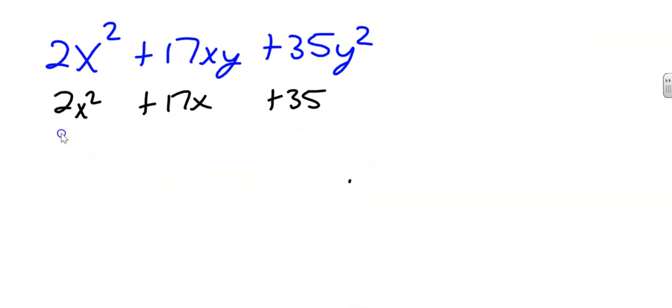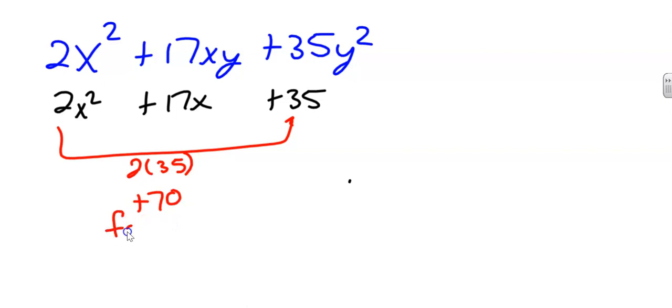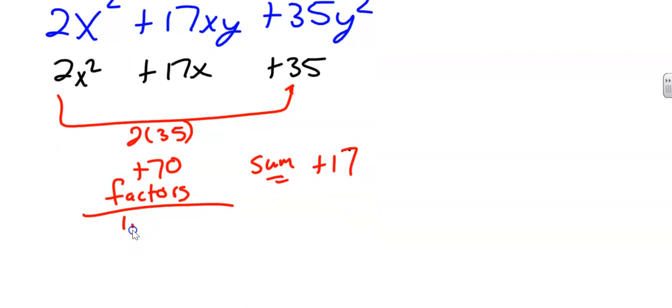Okay, you're still going to do the same thing. It's still 2 times 35, so that's positive 70, and that's what the factors are that we need to find. And we want the sum to equal positive 17. 1 and 70, 2 and 35, 5 and 14, or 7 and 10. I think that's it.